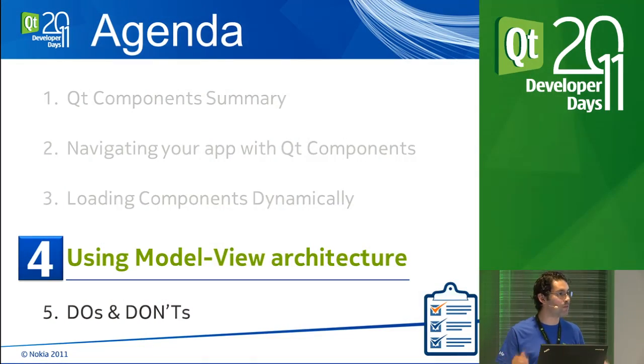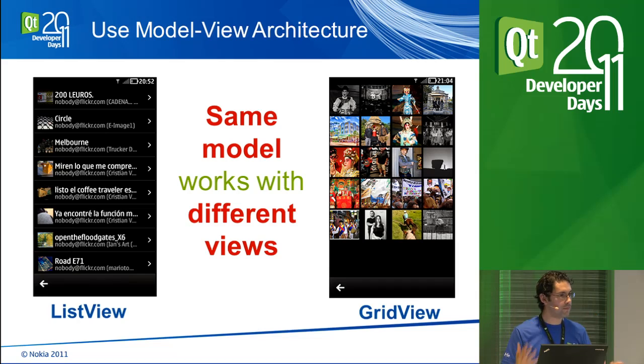Basically, for those who don't know how it works: the model is something that exposes data to something that is going to render it, which is the view. And we use the delegate to place the elements where we actually want them. So we use these three concepts: the model providing the data, the view that organizes the data in some way, and the delegate that displays the elements in a specific order inside this view. The very good thing is that we can use different views with the same model.